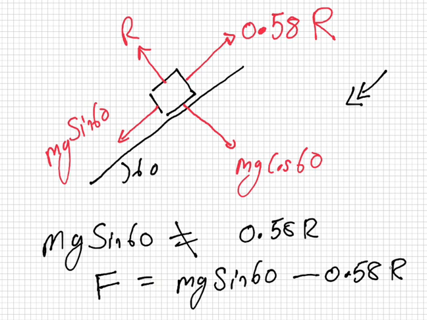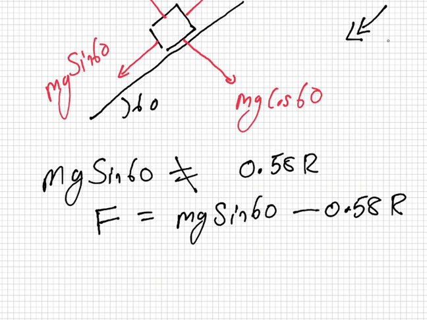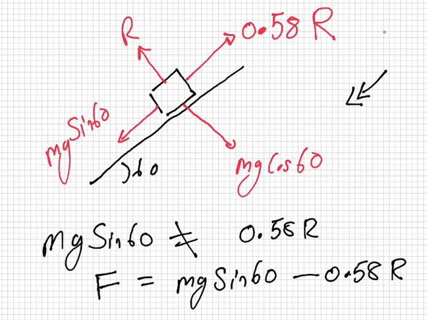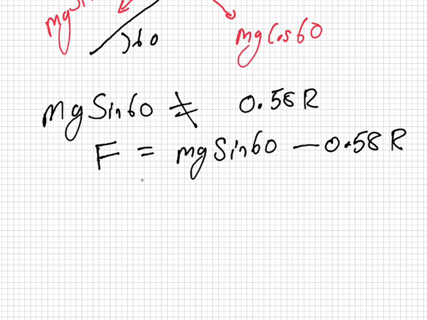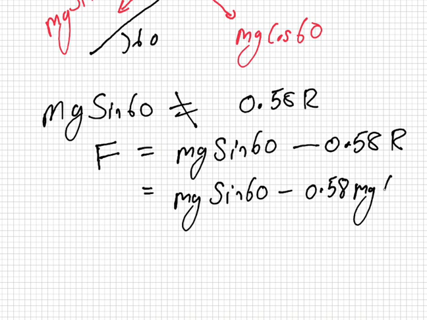Remember, it's a bit like my rocket example. Remember the rocket I did? It's the force that drives it minus the force that drags, that resists. And that's equivalent to the resultant force. I actually know what R equals as well. What does R equal? mg cos 60. Okay, so I can say this is mg sine 60 minus 0.58 mg cos 60.